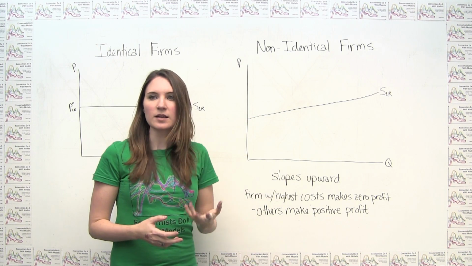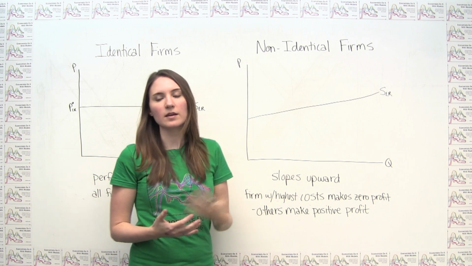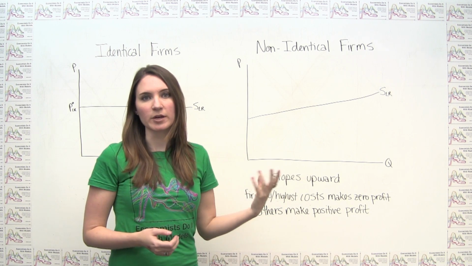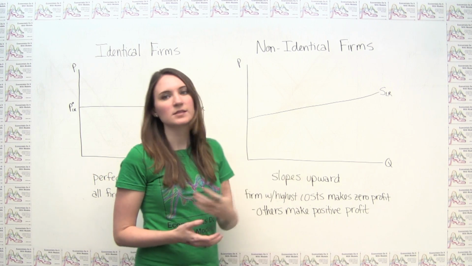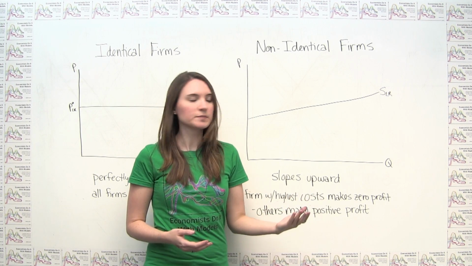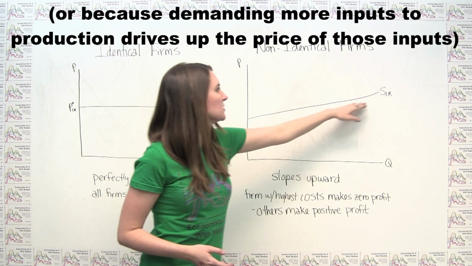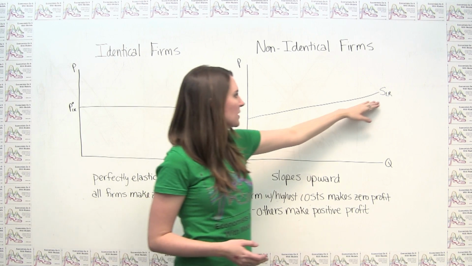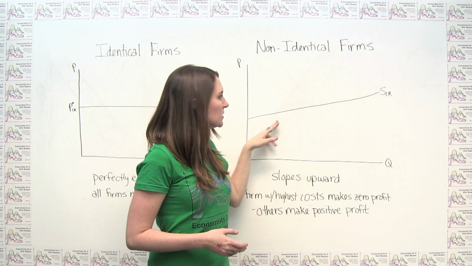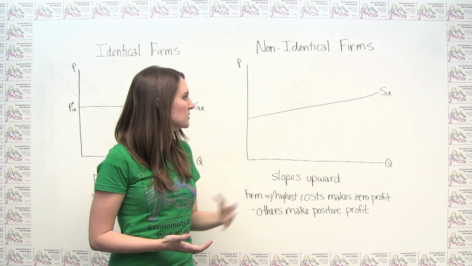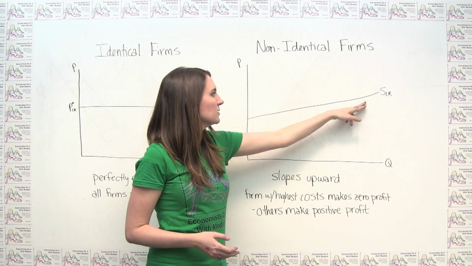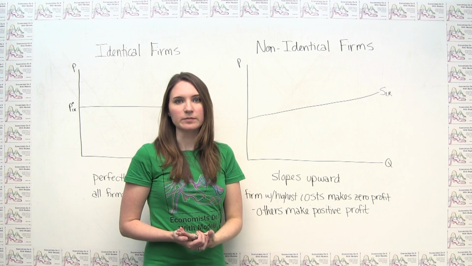Now, to say that our firms are not identical just means that they experience different costs of production, either because of differences in their production efficiency or because different companies are able to get their materials and so on and so forth at different prices. We can see in this situation here, we're going to get a long-run supply curve that slopes upwards slightly. It's still going to be pretty elastic. It's not going to be as steep as the short-run supply curves that we saw, but it is entirely possible that the long-run supply curve slopes upward a little bit.